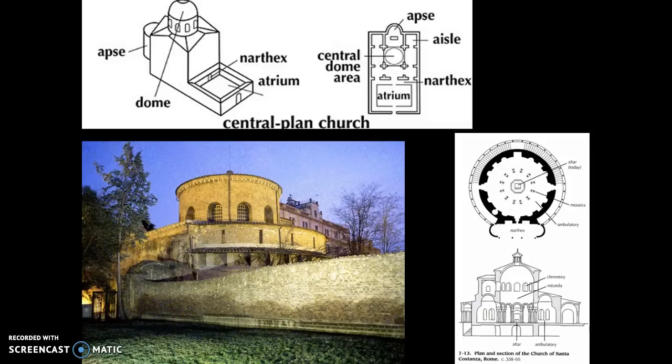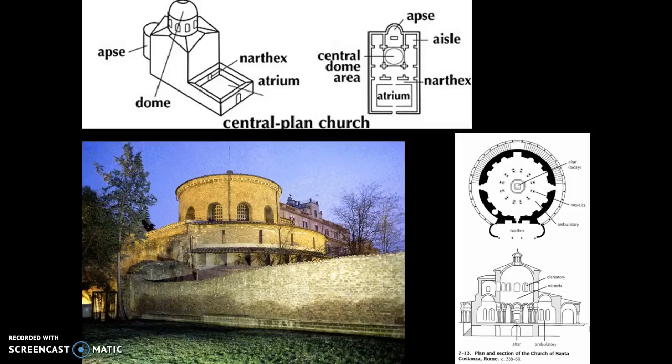The other type of church is the central plan church. It's based on a rounded dome structure. It's kind of like a rotunda, like the Pantheon. It was first used by Christians as tombs, baptistries, and shrines to martyrs. The dome, which is the central part here, is symbolic of the vault of heaven. The plan of the church centers around the dome.